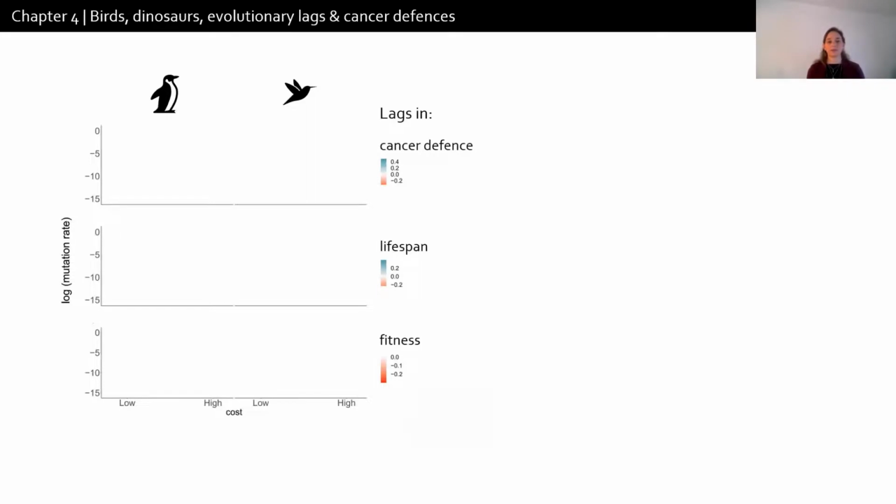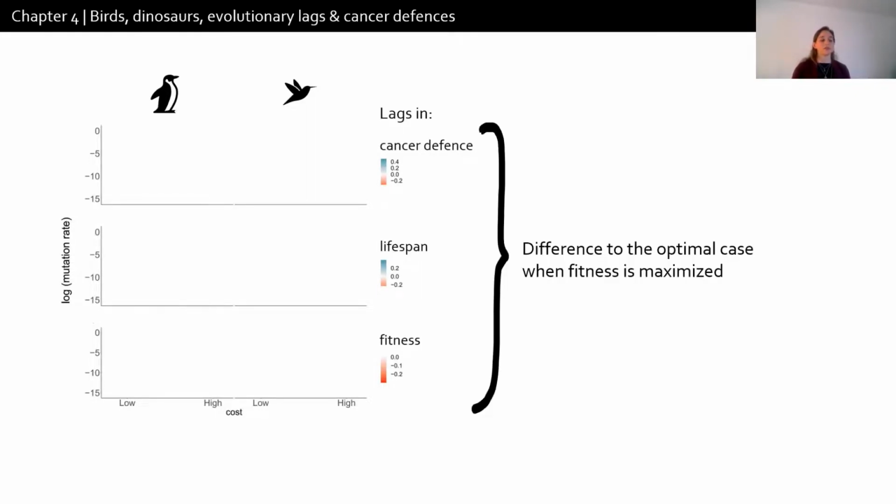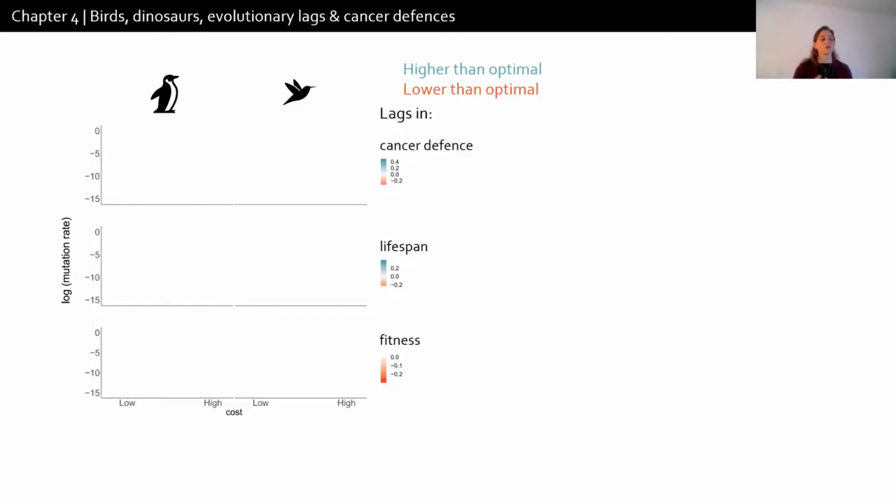And what does this translate to in terms of lags? By lags in here, I mean difference to the case where fitness is maximized. So this will be the lags in cancer defense: how different the cancer defense that has evolved at the end of the simulations was from what would have been optimal for the body size and flightiness or flightlessness of the birds. And the same thing for lifespan. And for fitness, it will be how different the fitness was from the maximum fitness. So the blue colors will show higher than optimal, red colors will show lower than optimal.